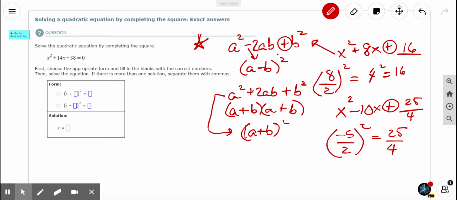All right, so here we are. We are going to complete the square on this. So it says choose the appropriate form, meaning between these two, and fill in the blanks with the correct numbers. Then solve the equation. Solve means find the answer for x. If there's more than one solution, separate with commas. All right, so here we go.